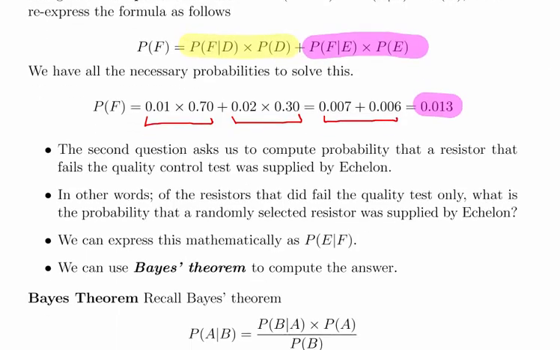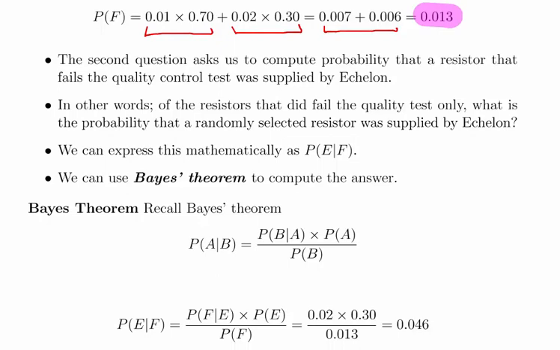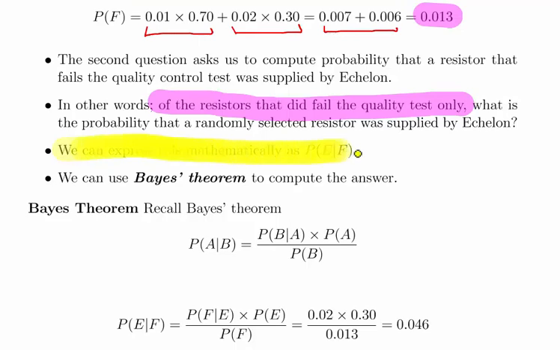Okay. Now, the second question asks us to compute the probability that a resistor that does fail the test was supplied by Echelon. So, of the resistors that failed the test only, what is the probability that a randomly chosen resistor was supplied by Echelon? It's very important to see what we're doing here. This is the probability of E given F.